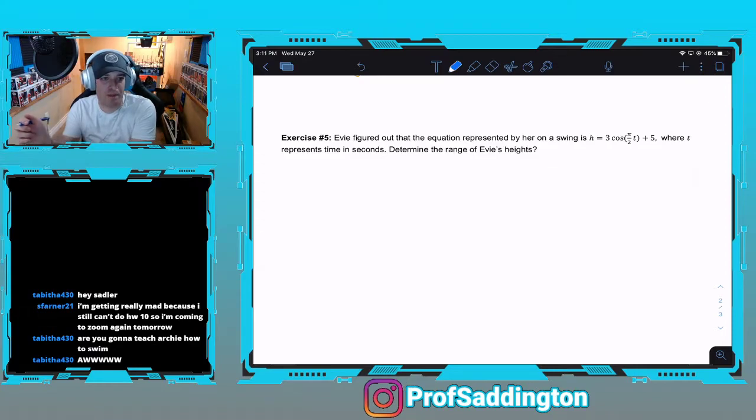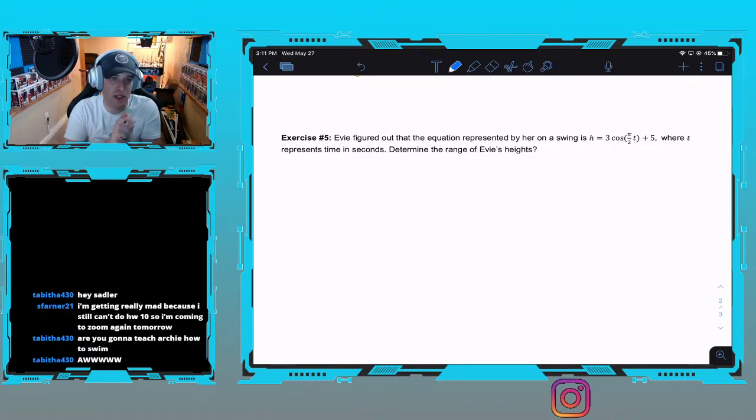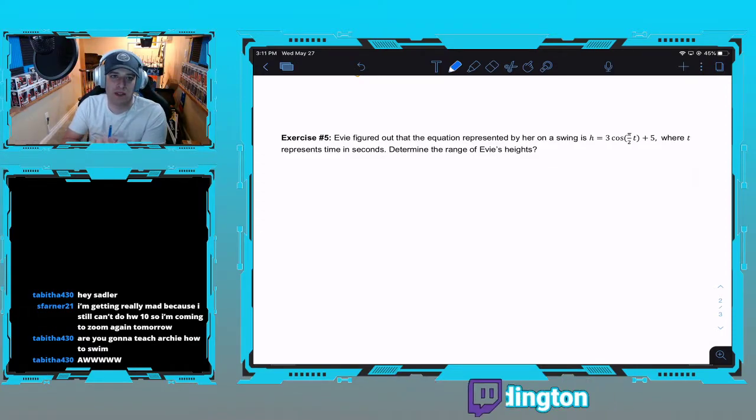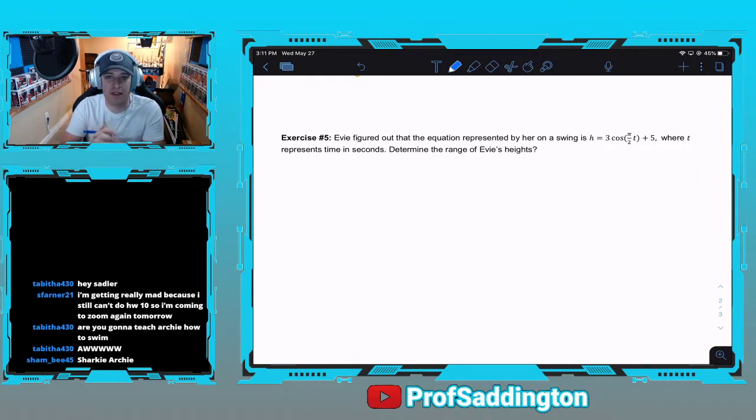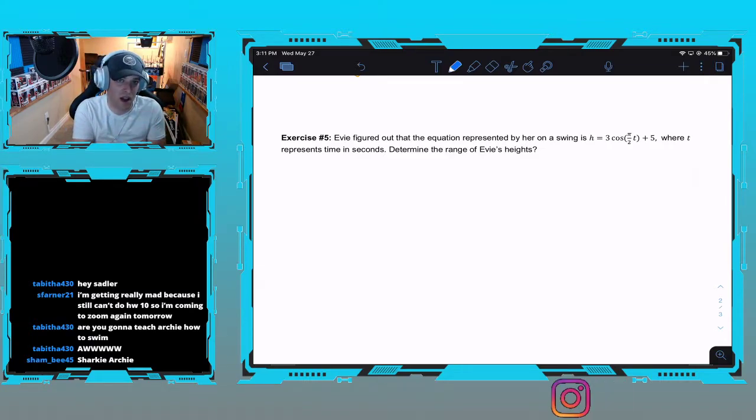But, alright, so exercise 5. This one is just like 4A. So it says Evie figured out that the equation represented by her on a swing is h equals 3 cos pi over 2 t plus 5, where t represents the time in seconds. Determine the range of Evie's heights.